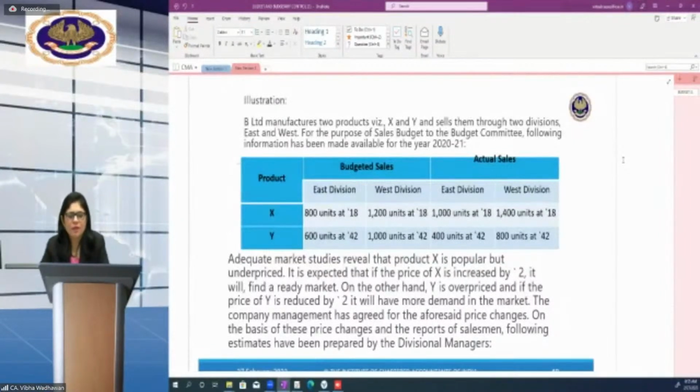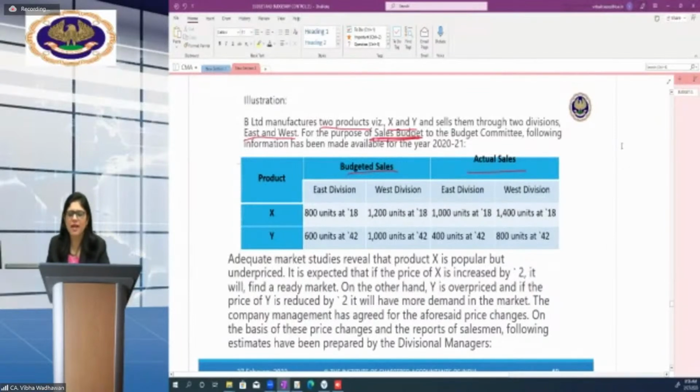B Limited manufactures 2 products, X and Y, and sells them through two divisions. Okay, two divisions. That means it must be budgeted sales, actual sales. So I think it's a sales budget question. So sales budget. What's the purpose of sales budget? We have to make the sales budget.